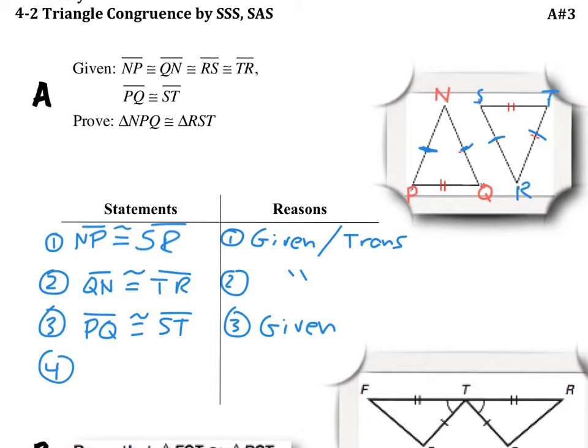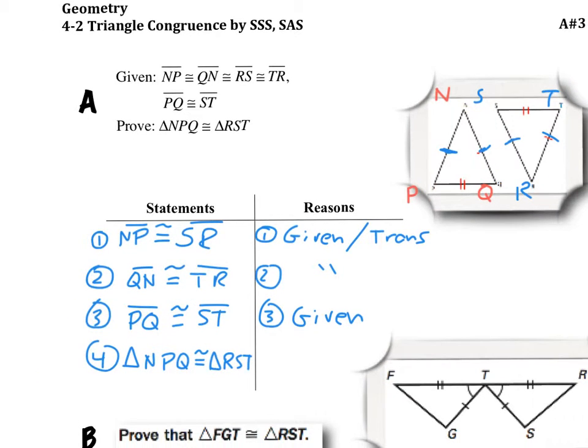And finally, step 4, the 2 triangles are congruent. Again, we never ever put the reason prove down. The reason here is, according to my diagram, I have a pair of sides congruent, a pair of sides congruent, a pair of sides congruent. So my reason here is side, side, side.